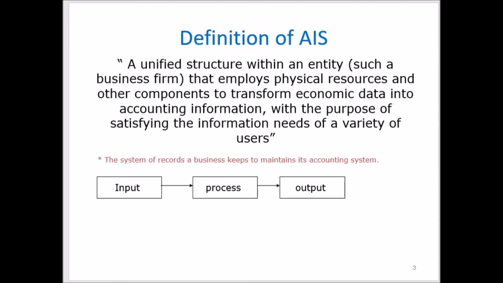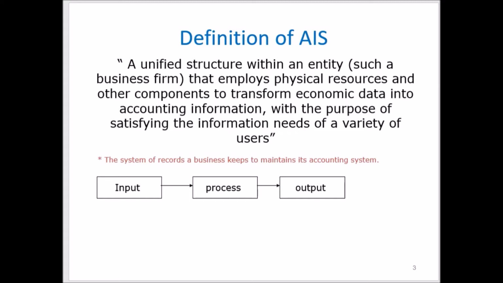First, the definition of AIS. So, when we talk about AIS, AIS is a unified structure within an entity, such as a business, that employ physical resources and other components to transform economic data into accounting information with the purpose of satisfying the information needs of a variety of users. It's quite lengthy, isn't it? It's very difficult to understand. It's very difficult to memorize.